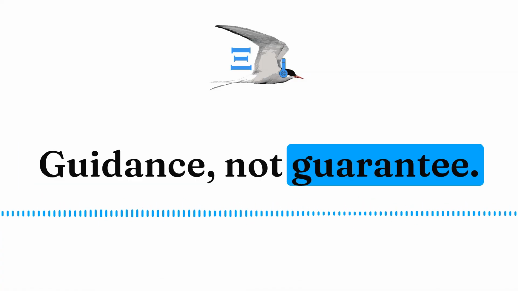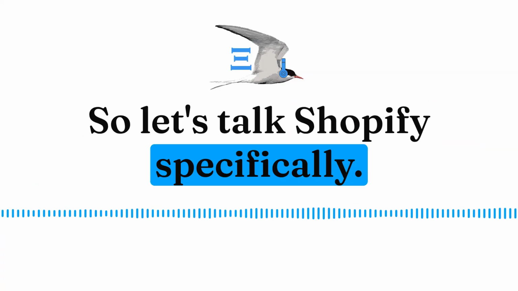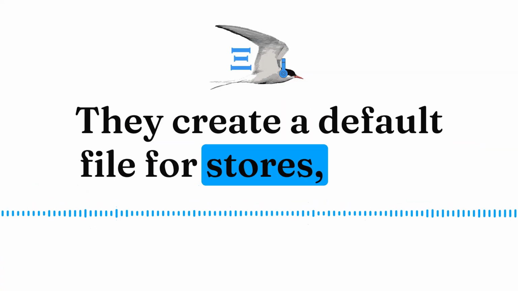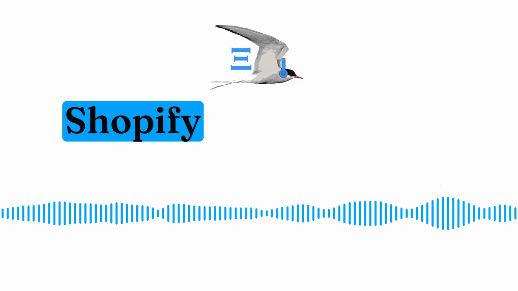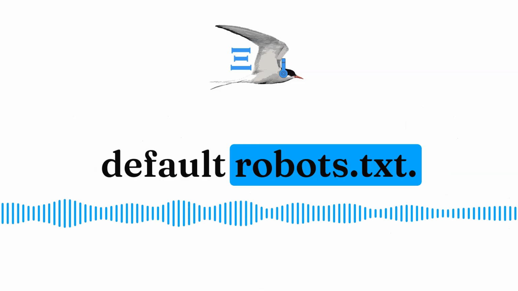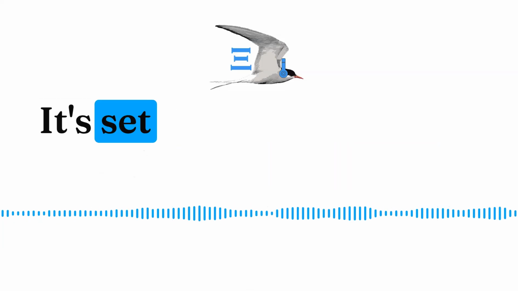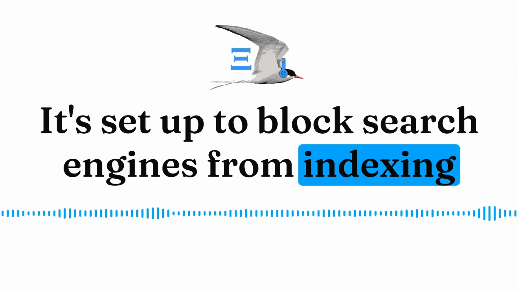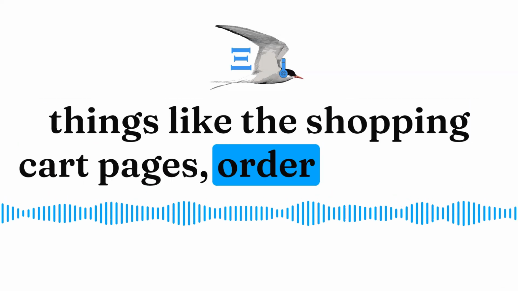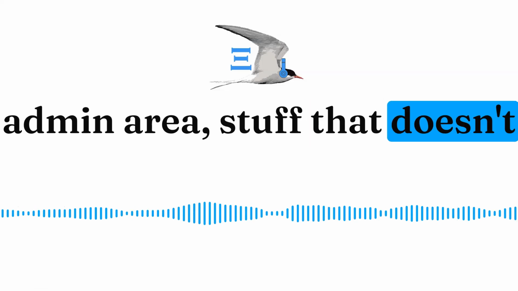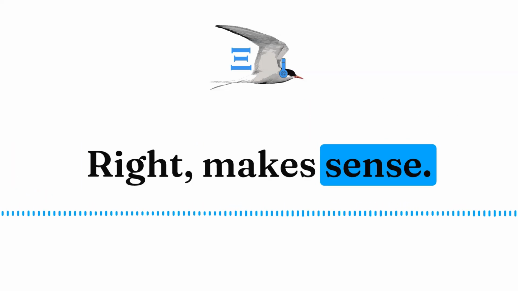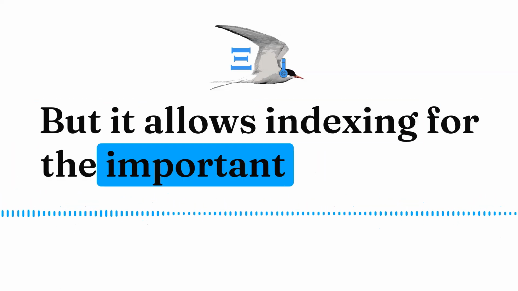Guidance, not guarantee. So let's talk Shopify specifically. They create a default file for stores, right? They do. Shopify automatically generates a default robots.txt, and it's pretty well optimized generally. How so? It's set up to block search engines from indexing things like the shopping cart pages, order pages, the admin area, stuff that doesn't need to be in search results. Right, makes sense. But it allows indexing for the important stuff.